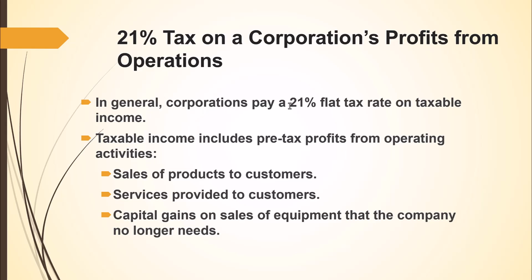So in general, corporations pay 21% on taxable income on everything, pre-tax profits from all operating activities, from the sales of products to customers, services provided, the capital gains on all of the investments in equipment and securities that the company no longer needs. So again, taxes are all based on the same rate. We'll assume that the potential for state and local taxes is there, so that we'll use an average tax rate of 25%.